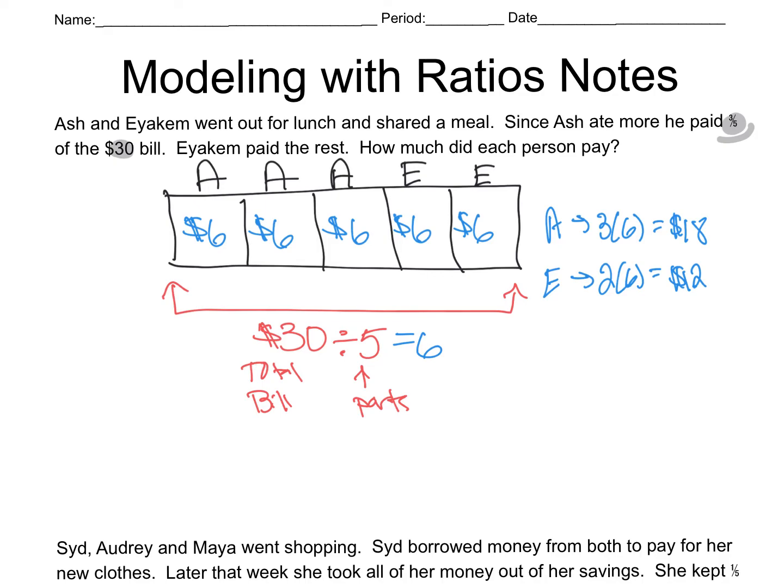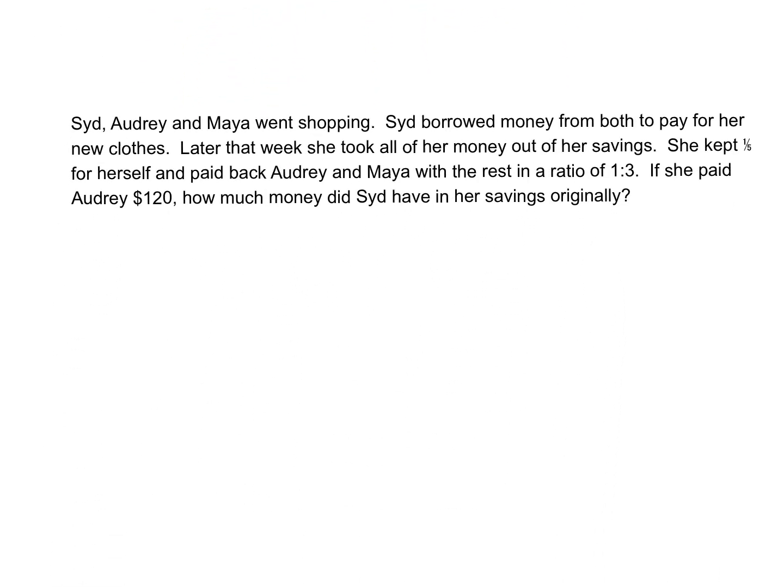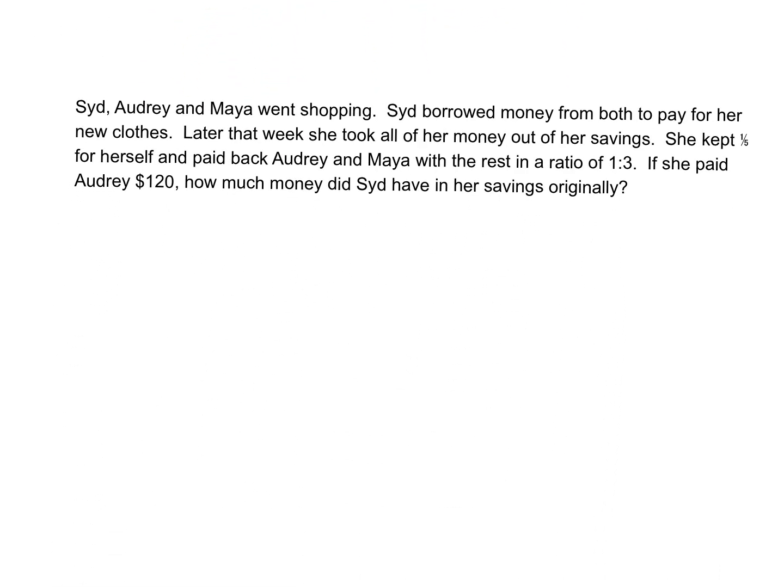So let's look at another problem. Sid, Audrey, and Maya went shopping. Sid borrowed money from both to pay for her new clothes. Later that week, she took all of her money out of her savings. She kept 1/5 for herself and paid back Audrey and Maya with the rest in a ratio of 1:3. If she paid Audrey $120, how much money did Sid have in her savings originally?